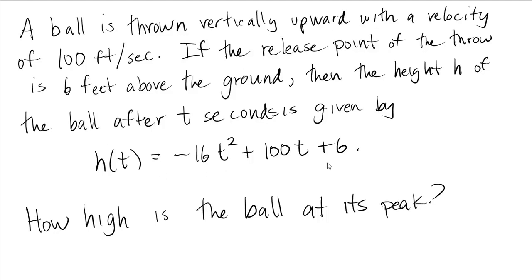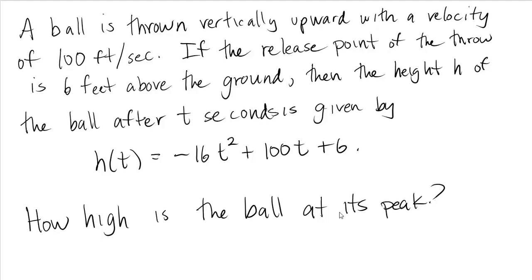So you don't have to know where this function comes from. You might if you've done some physics, but you don't have to know where it came from. They gave us the function. Somebody's throwing the ball at 100 feet per second. To get a feel for that, that's just under 70 miles per hour. The release point of the throw is about 6 feet above the ground, and you can use this function to model how high the ball is after t seconds.